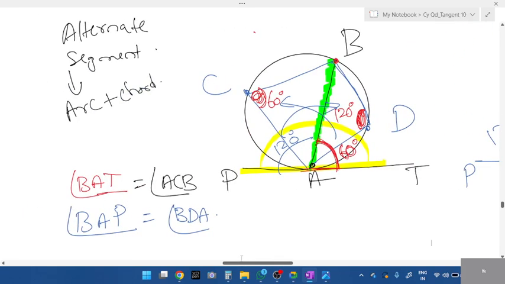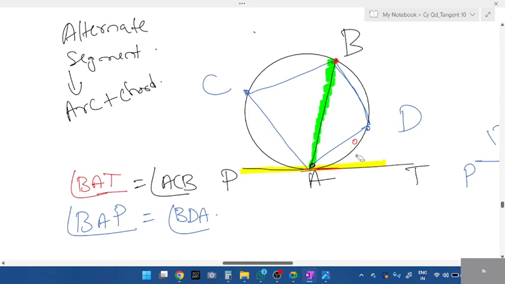Make a note of this. Just draw a diagram. BAT is equal to ACB. BAP is equal to BDA.